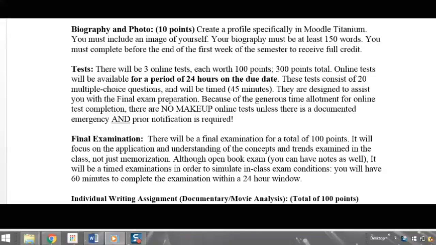It really doesn't matter what you write in your biography. Anything that you are comfortable sharing is perfectly fine. As long as you write at least 150 words and you include a picture of yourself, you will get the 10 points in this case.